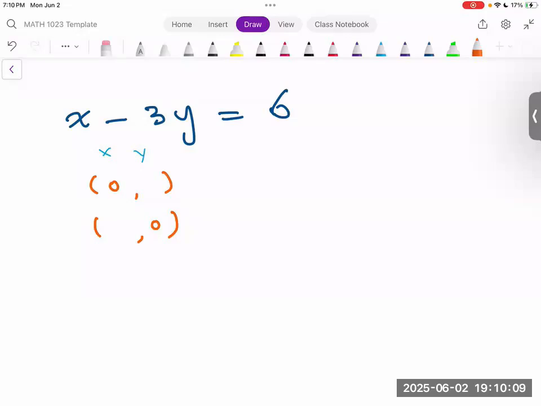Now, if I am in this case here, which one is the 0? Is it the x or the y? The x. So I'm going to put my finger on the x. I don't see it anymore. I see only minus 3y equals 6. Can you tell me what the y is? Obviously, divide by minus 3. 6 divided by minus 3 is going to give you negative 2. So you're done. You go back and put negative 2 here.